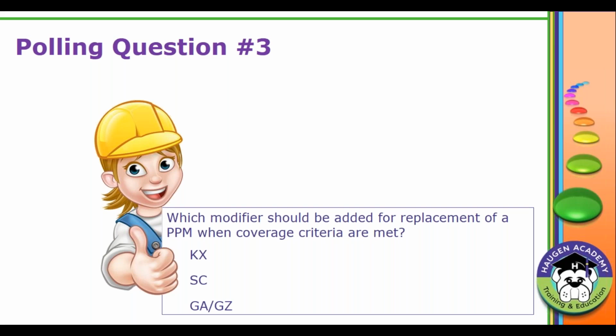Okay, I know I'm right on the money. So I'm going to give you the answer to polling question number 3. I'm almost done, I promise.